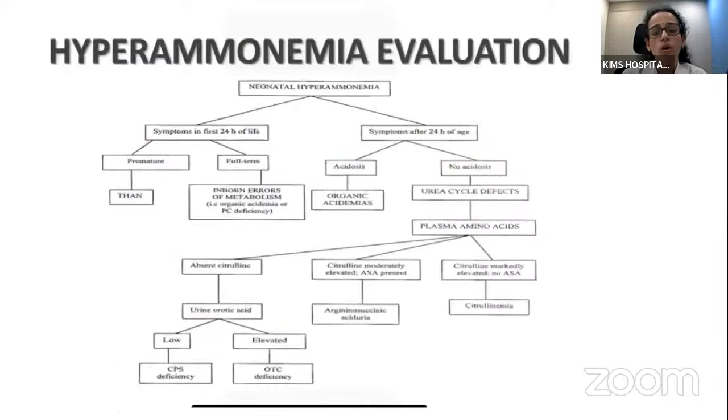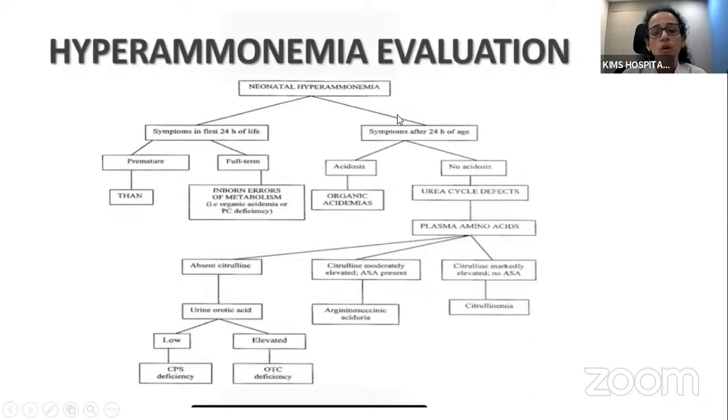Coming to evaluation of hyperammonemia. Neonatal hyperammonemia, if it presents in the first 24 hours of life in premature neonates, then it is the transient hyperammonemia of newborn, which will resolve after a few weeks. And if it presents in a full-term baby in the first 24 hours of life, then we should think of organic acidemias and pyruvate carboxylase deficiency.